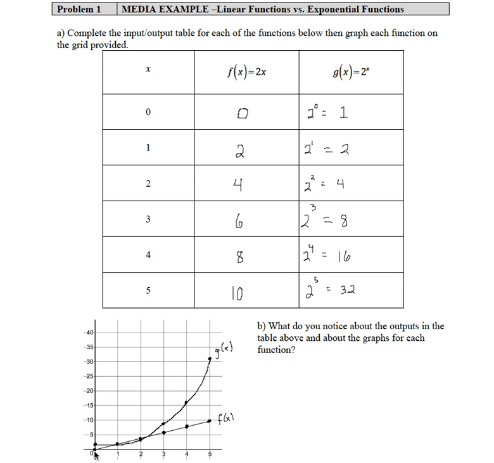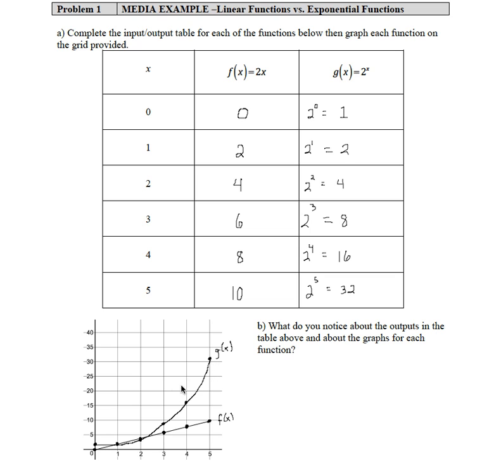So if you notice on the graph here, f of x is our linear equation. Looks like what we're used to. g of x is a different kind of equation. This is actually called an exponential equation or exponential function.